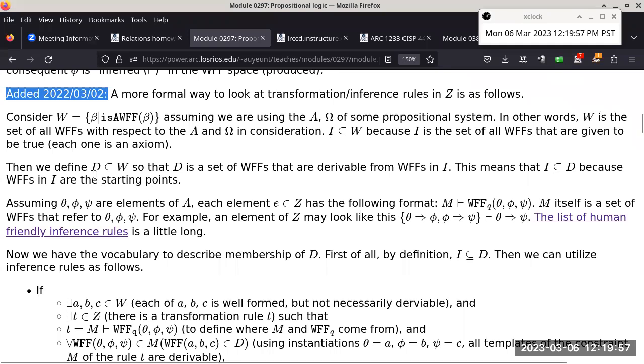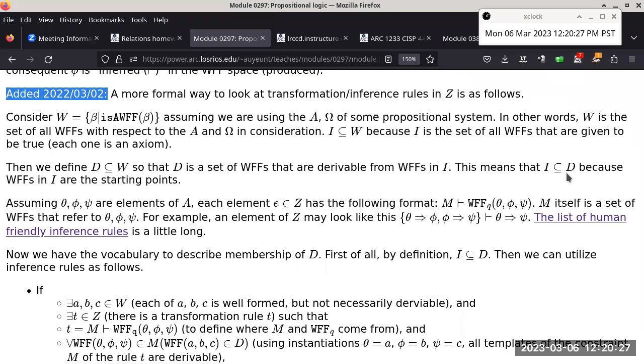So then we define D, which is also a subset of W, so that D is a set of WFFs, well-formed formulae, that are derivable from the elements in iota. So this means iota itself has to be a subset of D, because those are given to you to be true to begin with. In this case, most of the time it is a proper subset, but it's not guaranteed. So I'm just going to say it is a subset of D.